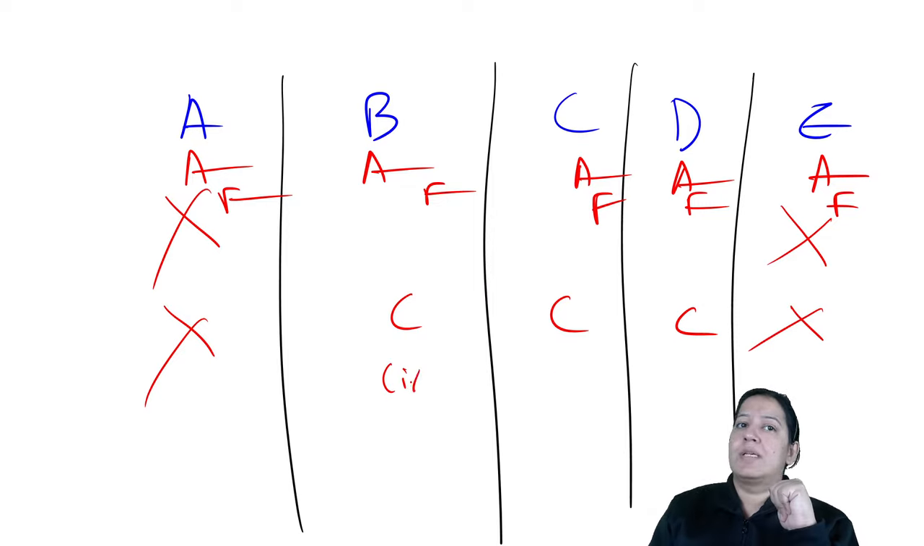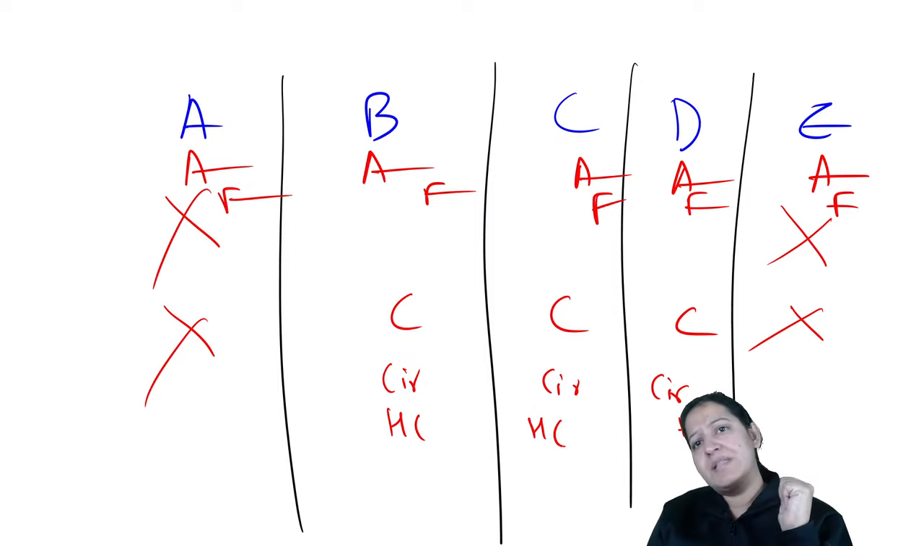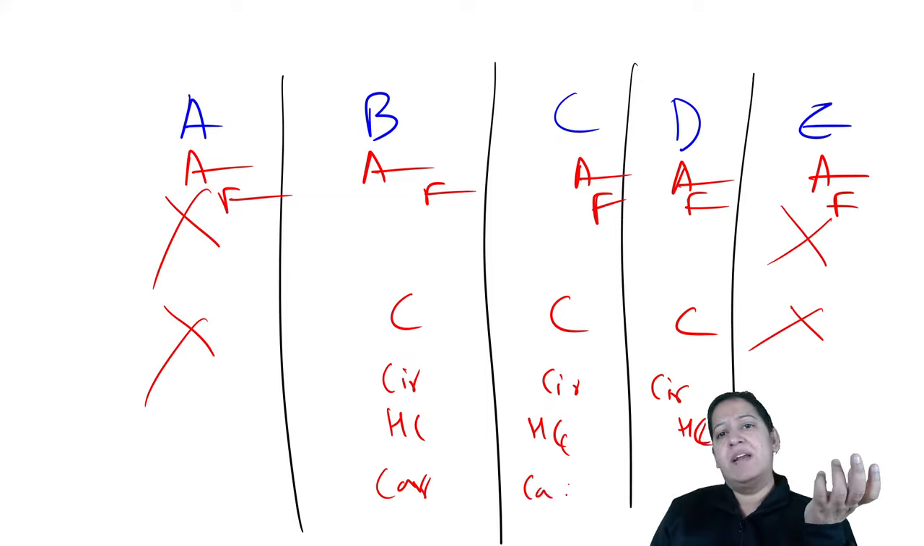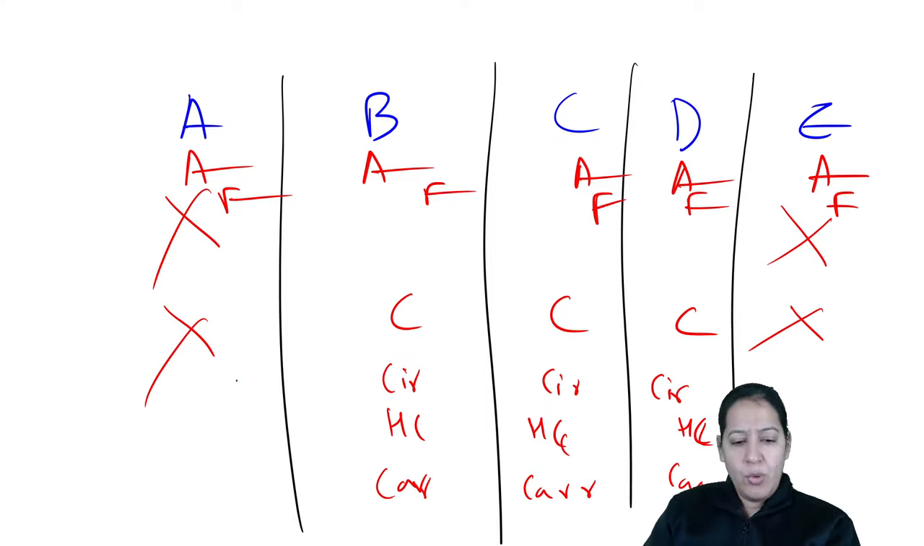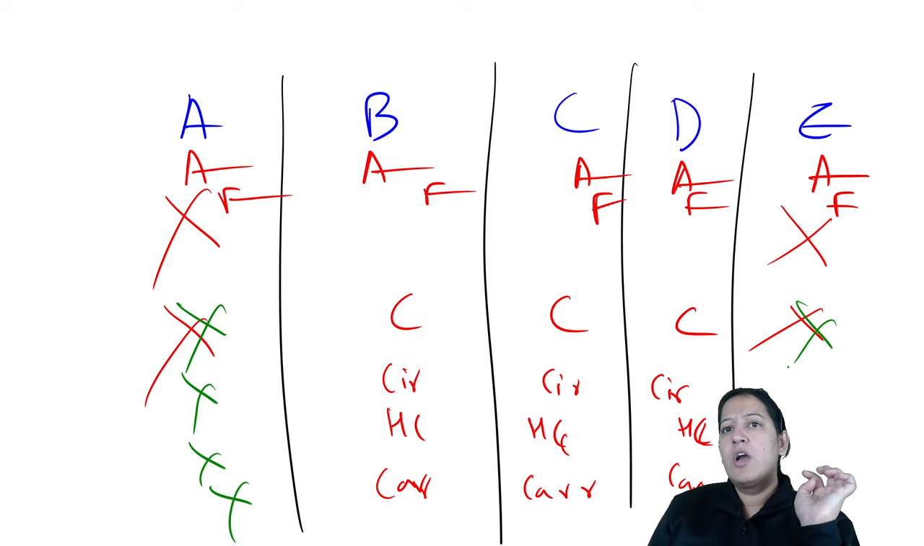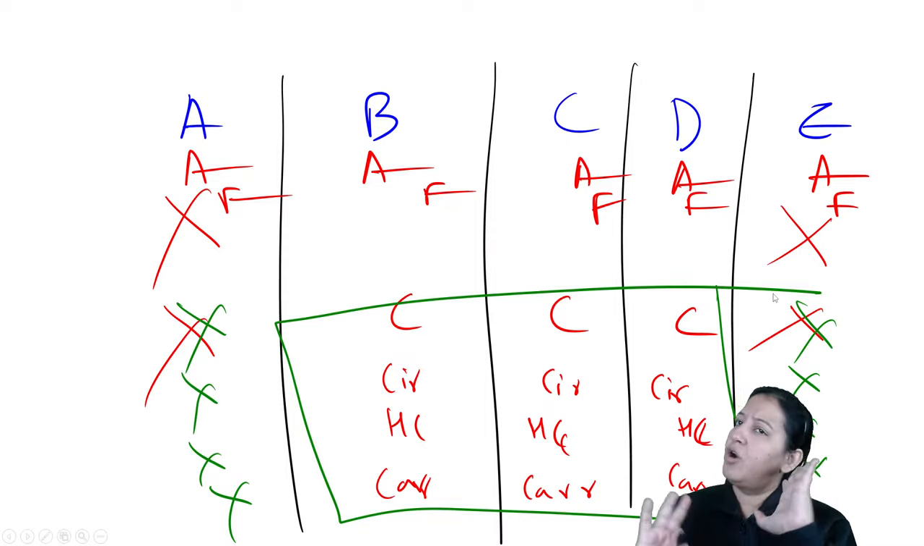Chronic leads to cirrhosis. So cirrhosis is also present in B, C, D only. Cirrhosis can lead to hepatocellular carcinoma. It is also present only in B, C, D. And carrier state. Chronic leads to carrier state. It is also present in B, C, D. So in A and E all these things are absent. What four things? Chronicity, cirrhosis, hepatocellular carcinoma and carrier state. These are present in B, C, D, not in A and E.